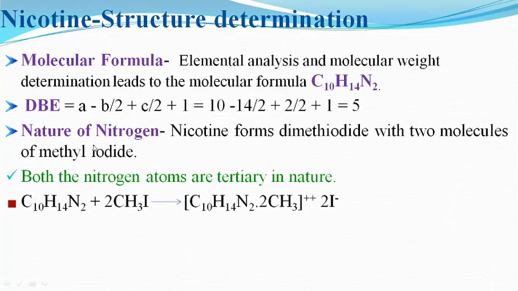The third step is the nature of nitrogen. As 2 nitrogen atoms are present, we have to determine whether they are primary, secondary or tertiary. Nicotine forms a dimethiodide with 2 molecules of methyl iodide, meaning 2 molecules of methyl iodide are consumed. This means that one molecule of methyl iodide has reacted on one nitrogen and the other on the other nitrogen atom, which means that both the nitrogen atoms are tertiary in nature. That's why, consuming only 2 molecules of methyl iodide, it converts into a quaternary salt.